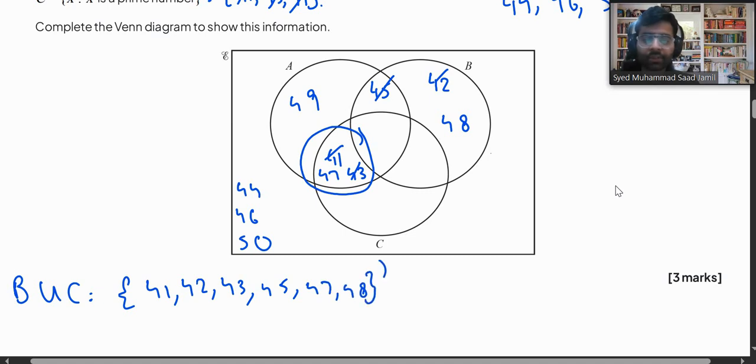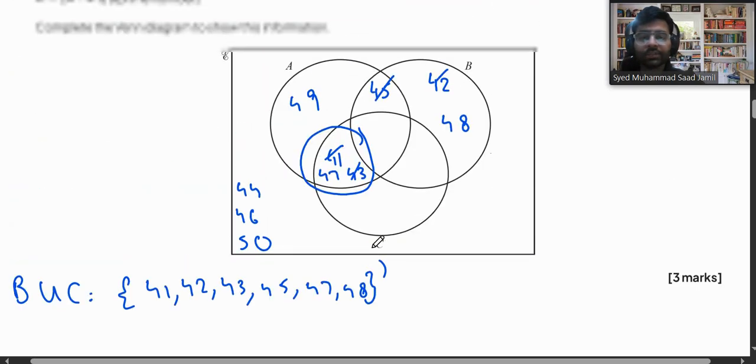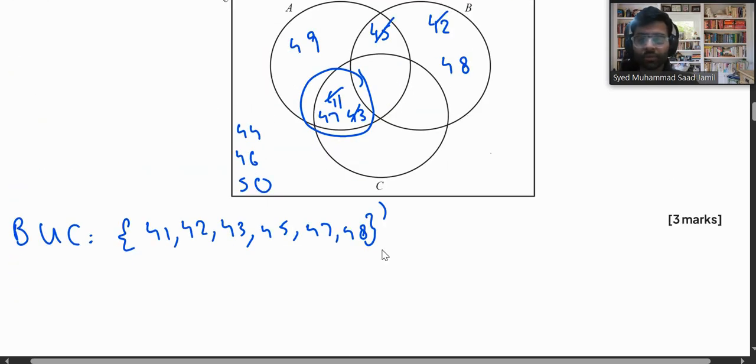Now the question is saying complement. If you look at the question, it says complement, yani the numbers outside of this. Okay. So if you look at the diagram, you do not even need to do all of these things.